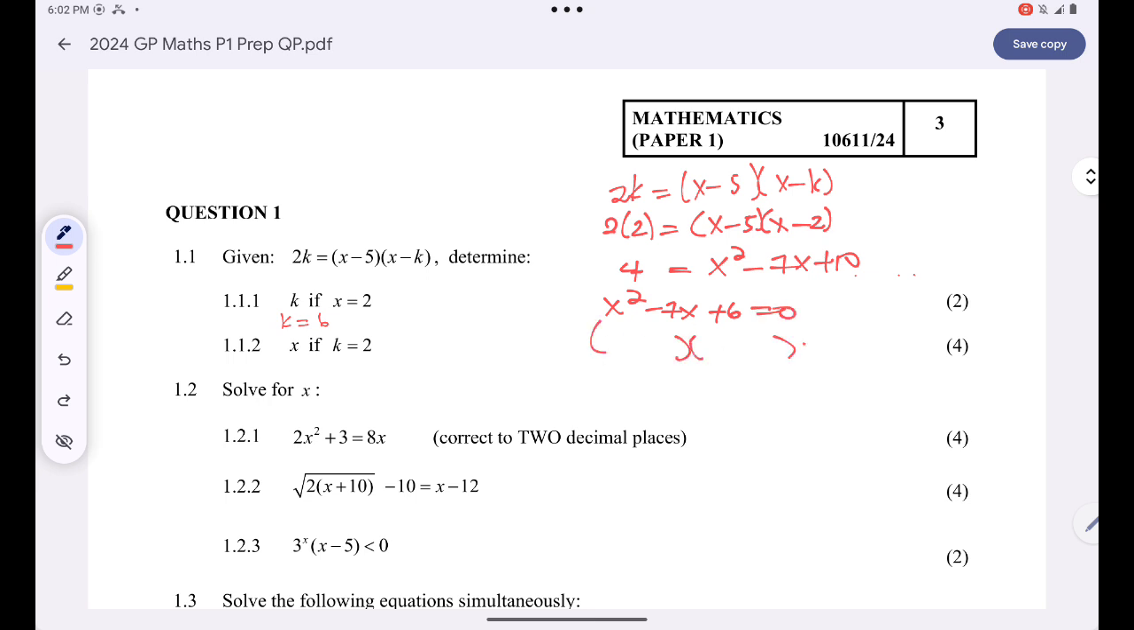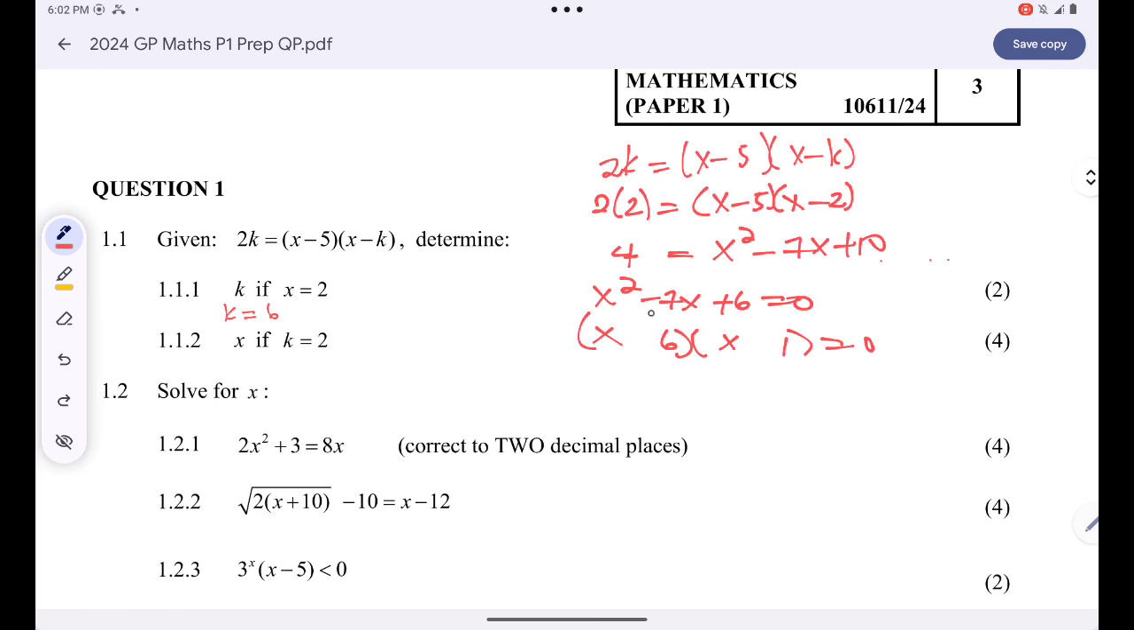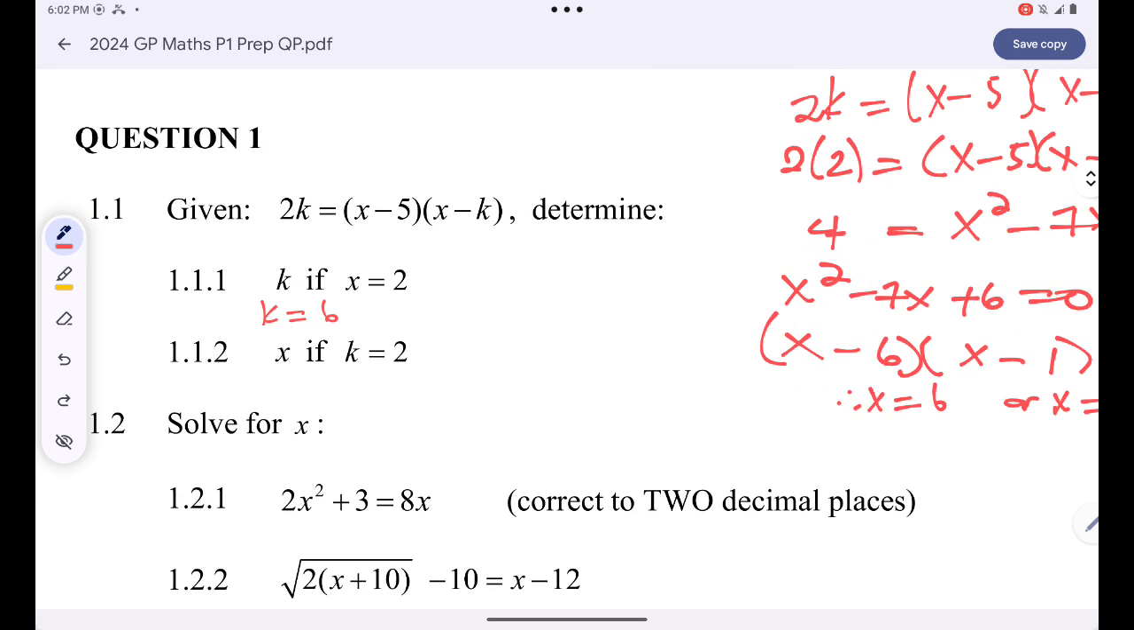And then I'm looking for the factors of 6 that when I add will give me 7. And those factors are 6 and 1. The sign here is positive. That means my brackets will have the same sign, but not just any sign, the sign of the middle term. The sign of the middle term is negative. That means I'll have negative and negative over there, and hence x is equal to 6 or x is just equal to 1. So if k is 2, guys, then x will be equal to 6 or x can be equal to 1.